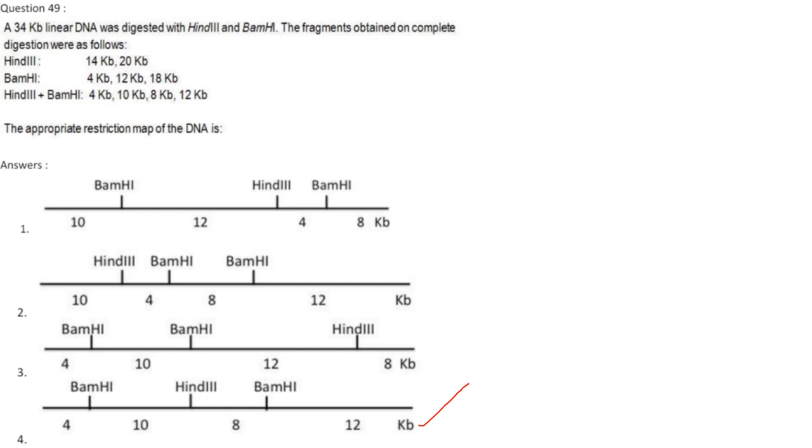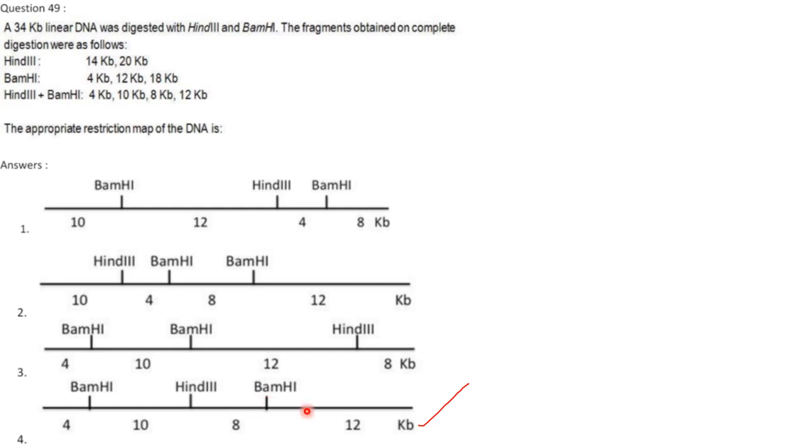Then a 34 kb linear DNA was digested with HindIII and BamHI. The fragments obtained on complete digestion are 14 and 20 kb, 4 kb, 12 kb, 18 kb, and 4 kb, 10 kb, 8 kb and 12 kb. The appropriate restriction map of the DNA is. Now if you see option 4, with BamHI, HindIII and BamHI, you get 4, 10, 8 and 12 kb. Now, if you digest it with HindIII alone, you will get 14 and 20 kb. So, 4 plus 10 gives a 14 kb band and 8 plus 12 gives a 20 kb band.